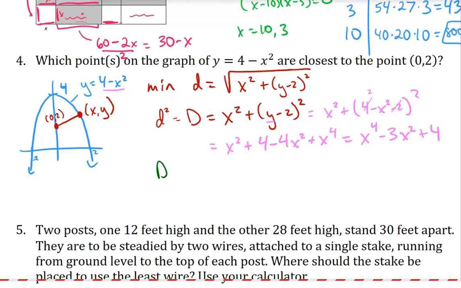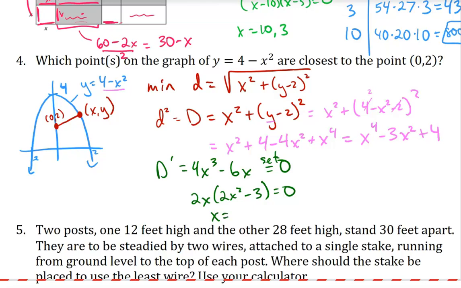I'm going to take the derivative. So we get 4x cubed minus 6x, set this equal to 0. I can divide everything by 2. I'm just going to factor it out, not a big deal. And so I have 2x squared minus 3. So x equals 0, and if I set that equal to 0, I get plus or minus the square root of 3/2. Okay, so then those are my critical points.